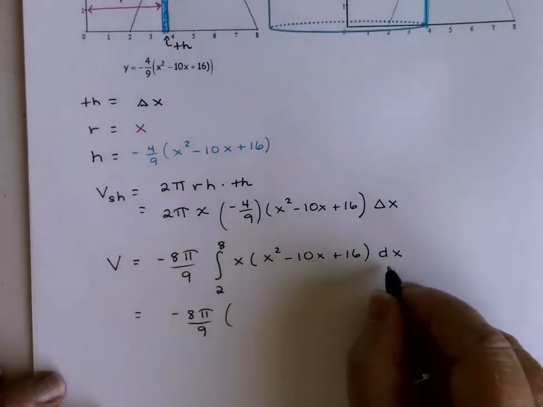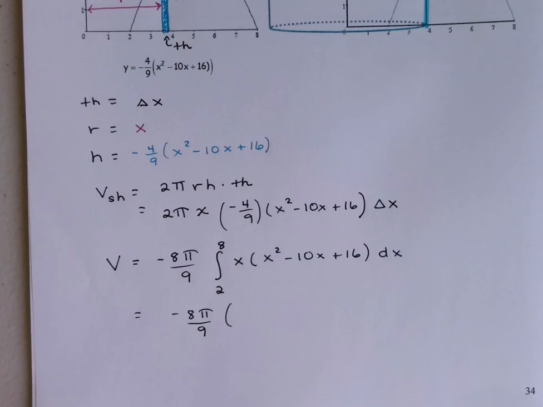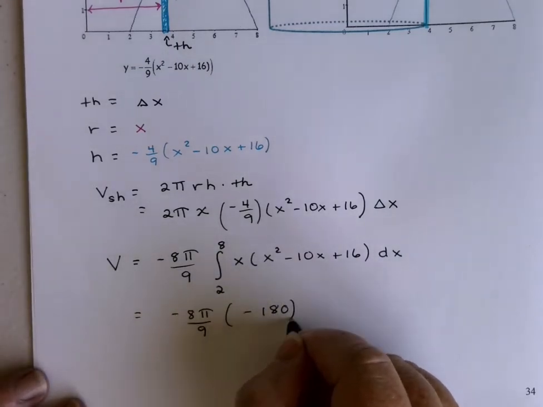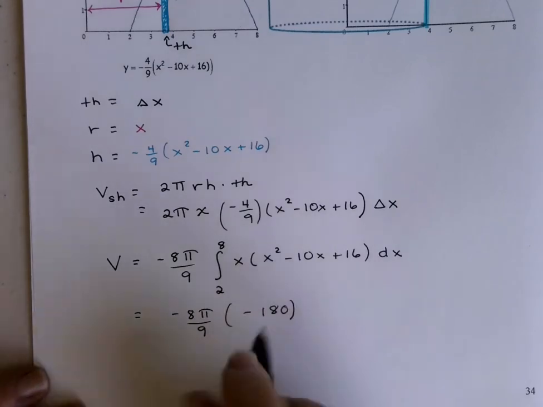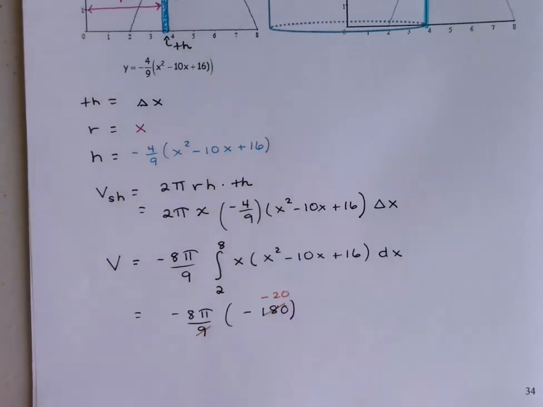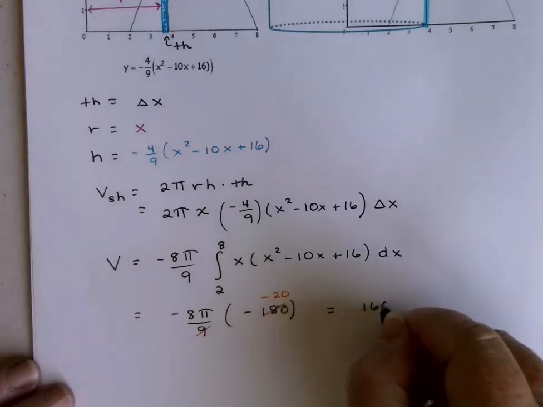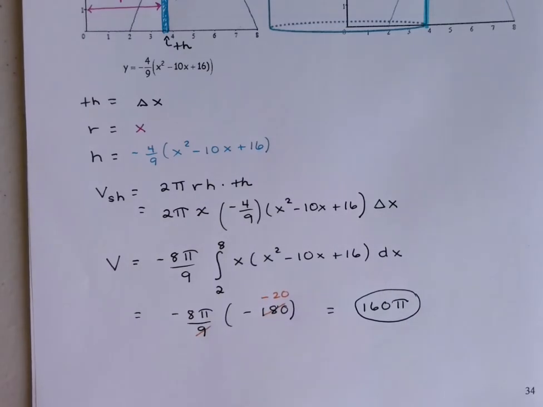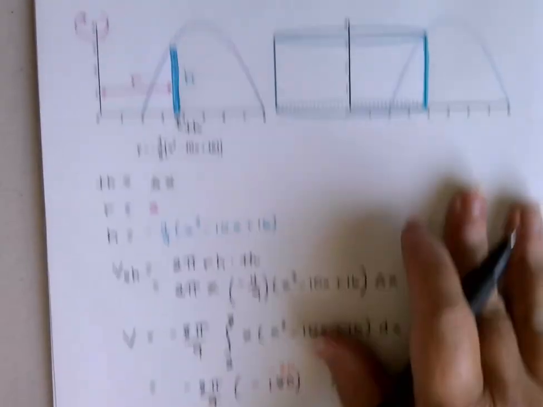All right, doing this in the calculator, I got negative 180 for the value of that integral. And so, looks like I'm going to get a positive 160 pi for a final answer. All right, let's try a few more of these.